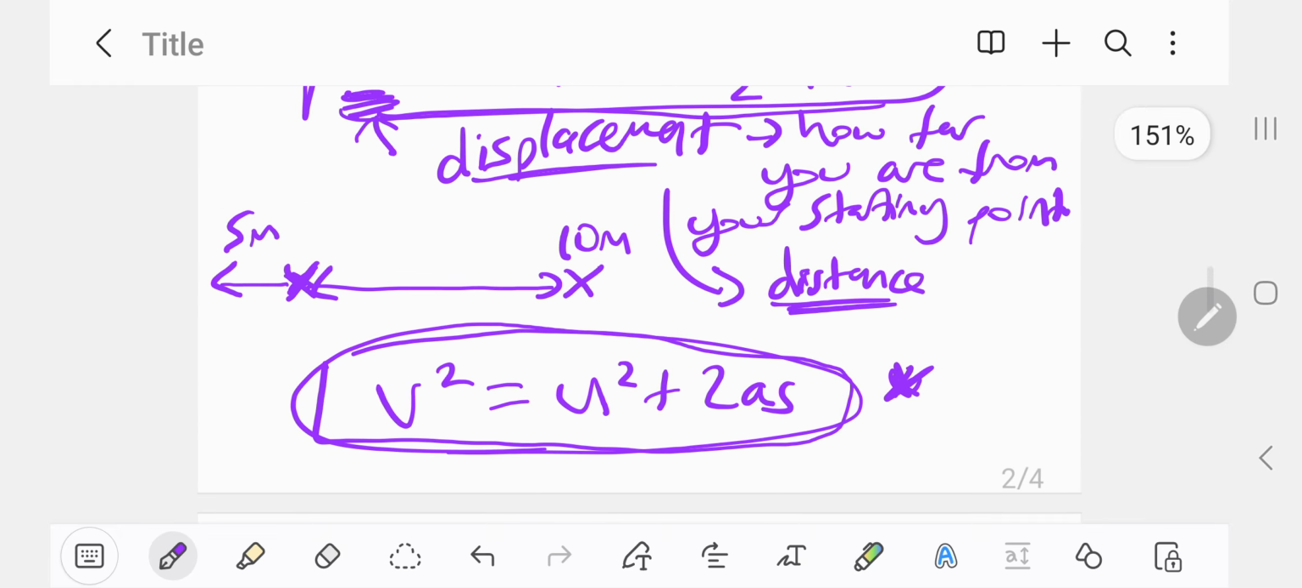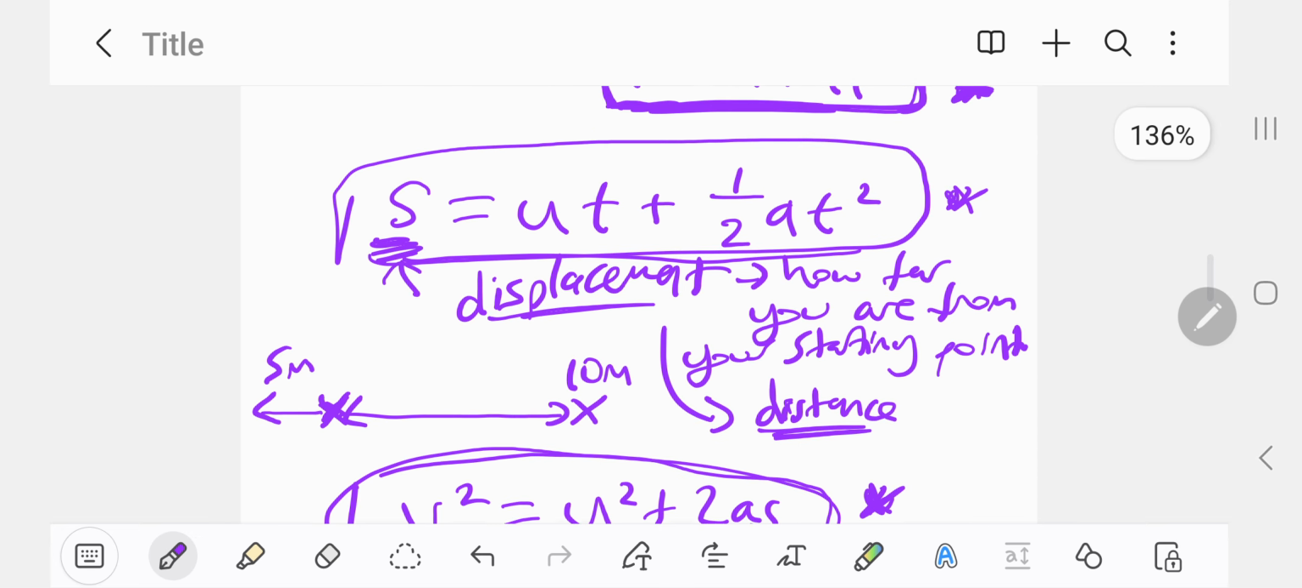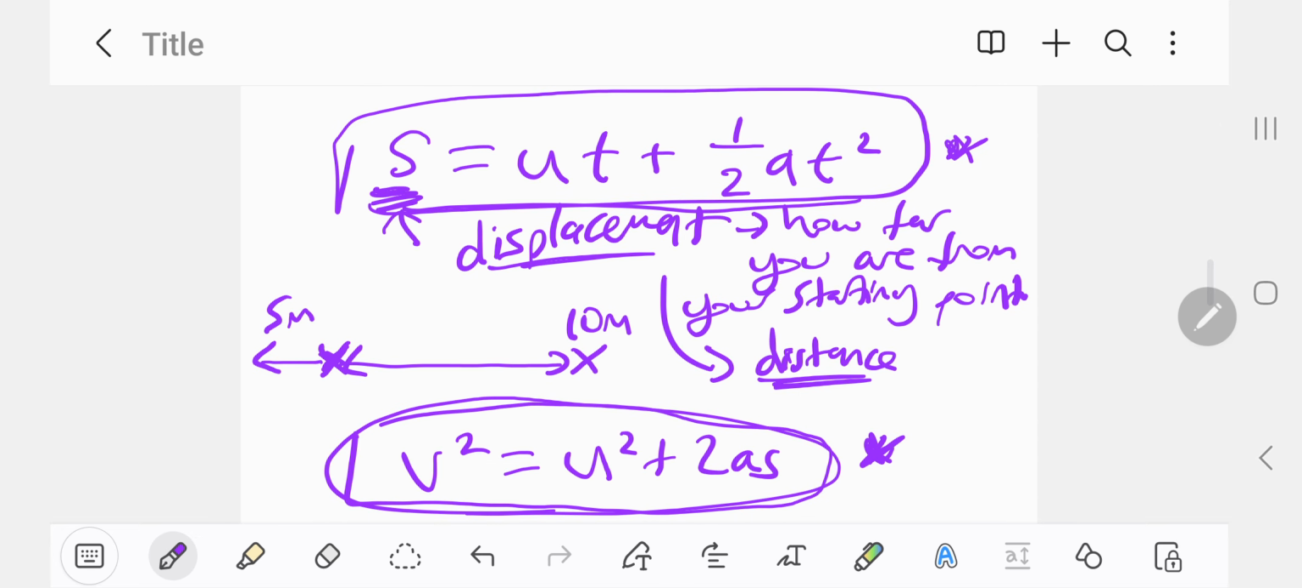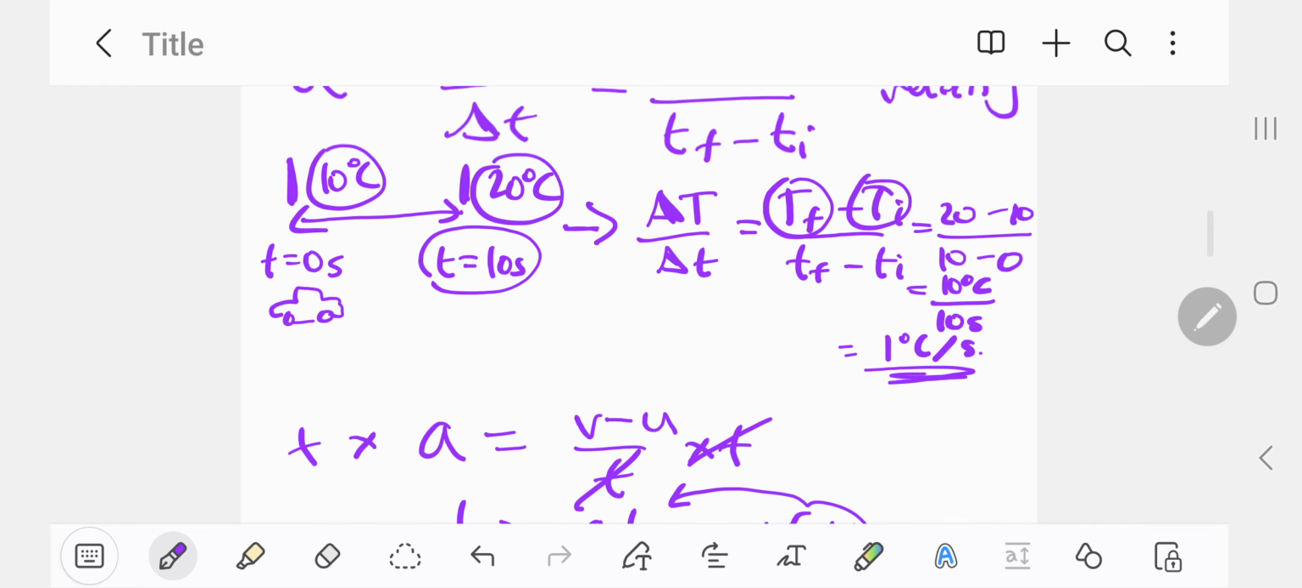I'm going to do another video with examples, but for now, these are the equations of motion given to you on the formula sheet. You now need to know how to use these. Not good enough, once again, to just know what they are.